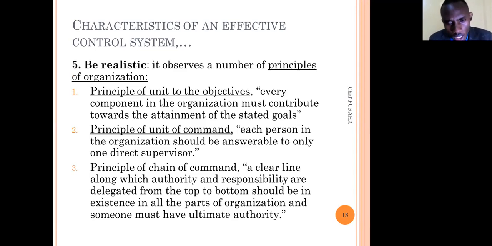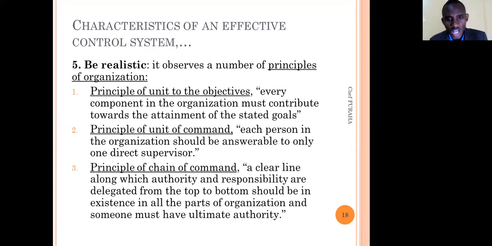Principle of unity of command. Each person in the organization should be answerable to only one direct supervisor. Everyone must know clearly his direct supervisor. If you are working in a restaurant, you must be answerable to only one direct supervisor. Not a supervisor from housekeeping is going to come and give instructions to the restaurant. Not even a manager from front office, because there are two different departments.